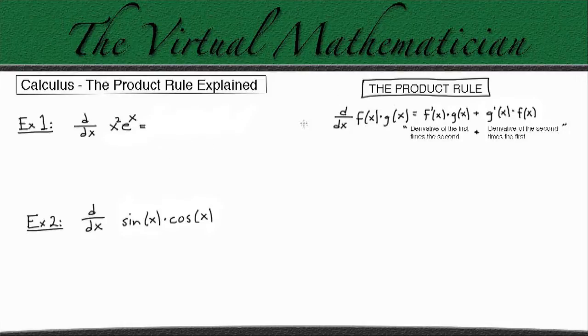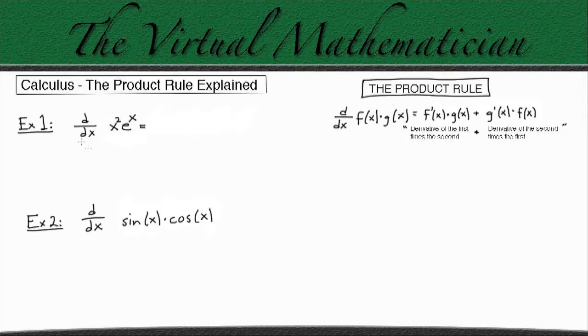So the product rule says the derivative of two functions, f of x times g of x, equals the derivative of f of x times g of x plus the derivative of g of x times f of x. Now, I like to think of that in words to help me remember what's going on. So if we think of f of x as the first function and g of x as the second function, then what this says is take the derivative of the first times the second plus the derivative of the second times the first. So now let's look at some examples and see how the product rule actually works.